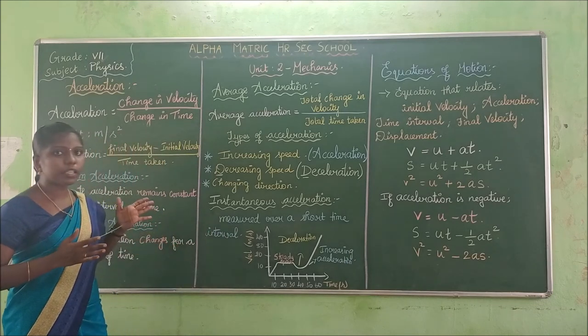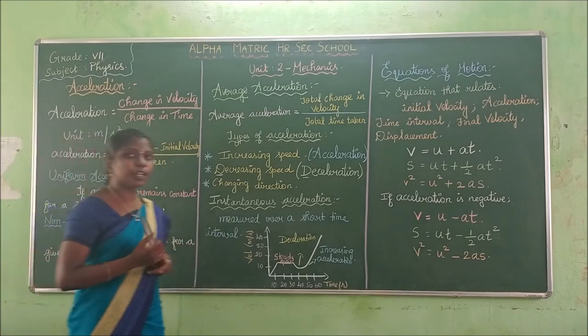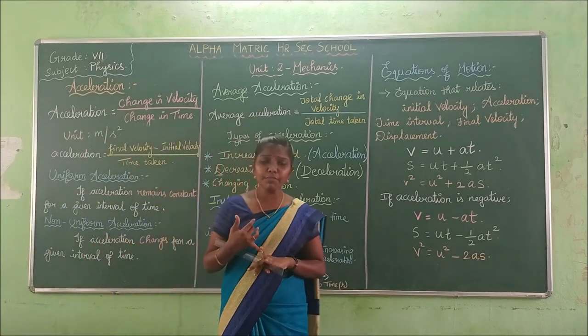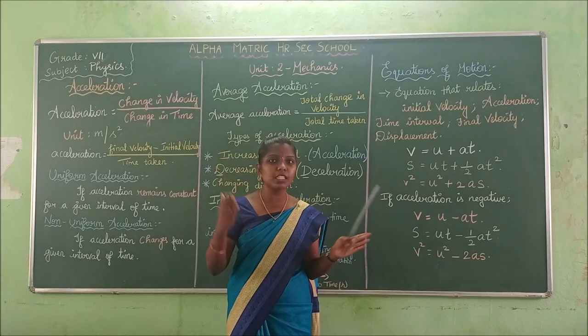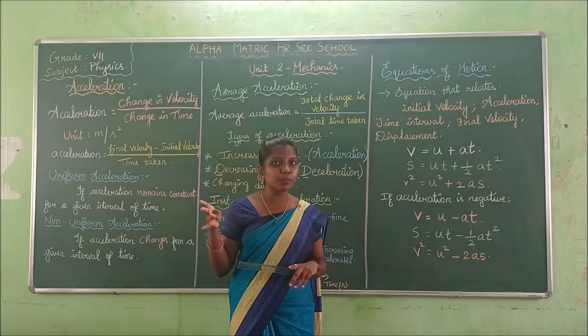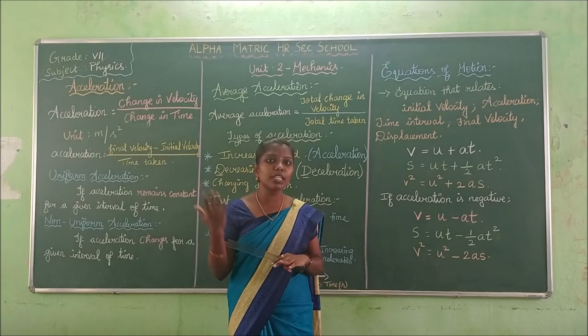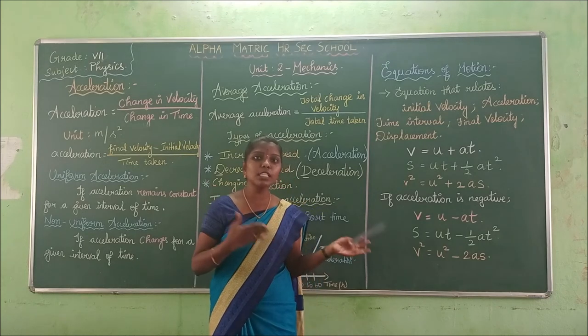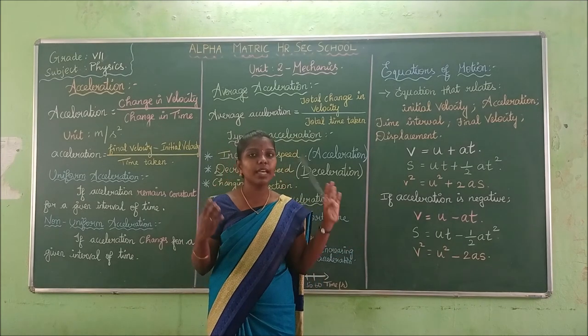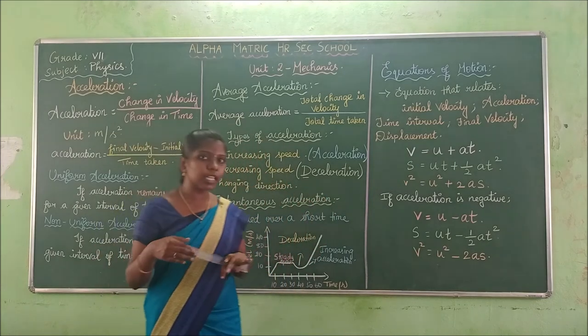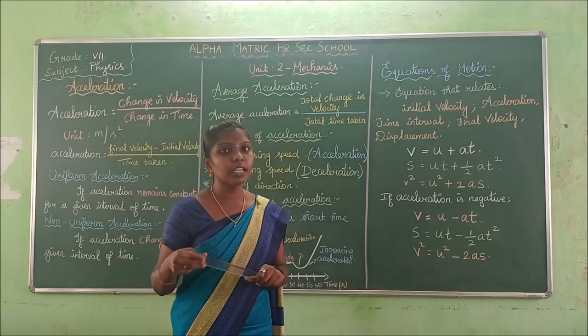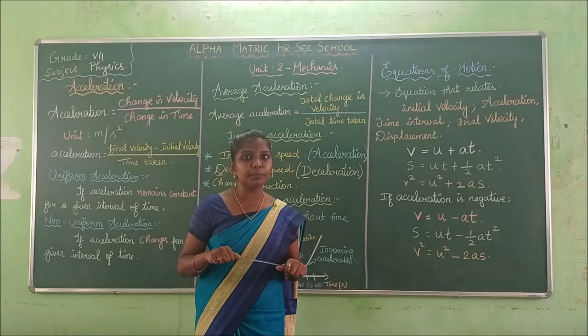So far we have seen the definition of speed, various speeds, namely instantaneous speed and average speed. Then we have seen what is velocity. We have seen the units for speed, velocity and acceleration. We have seen various equations of motion. Next class we will see the rest of the topics.